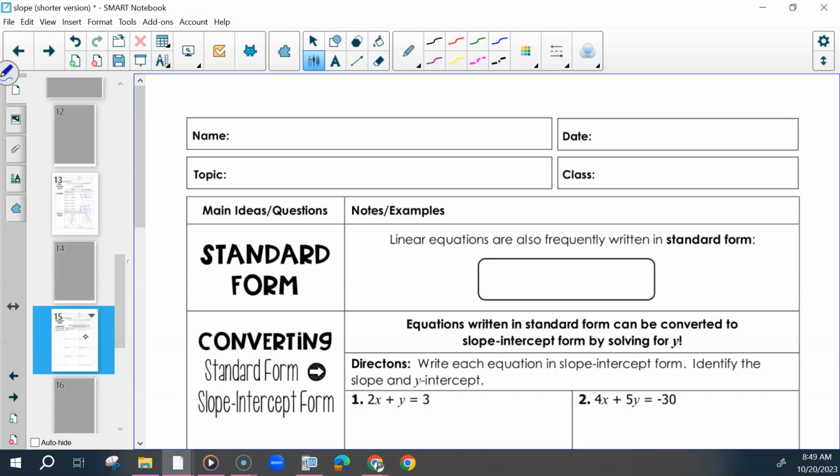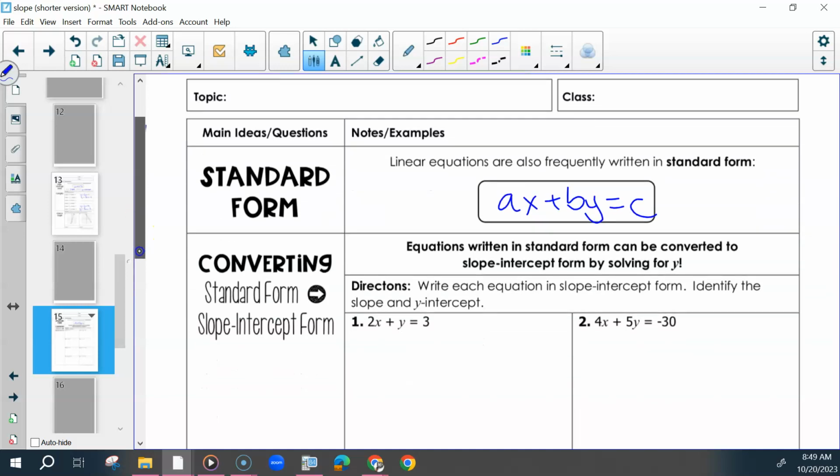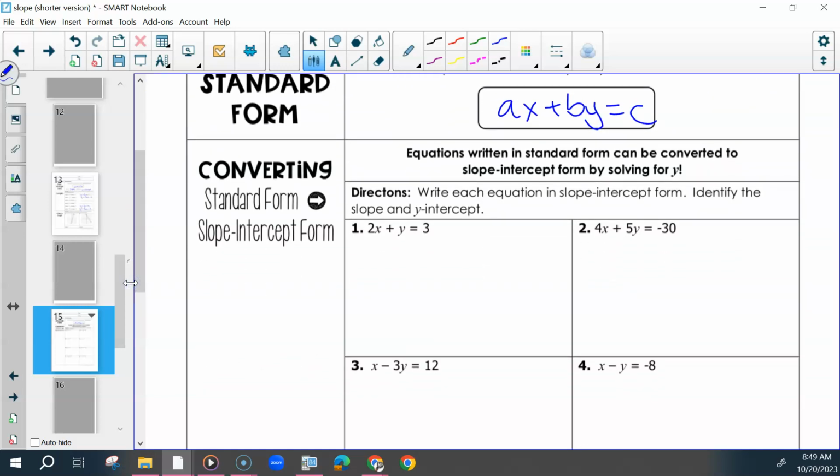Sometimes your equations are written in standard form. So that's your ax plus by equals c. So this is going to go back to when we were solving literal equations. We were rearranging so that it equaled a specific variable. We kind of want to do the same thing here. We want to rearrange this so that it equals y equals mx plus b again.